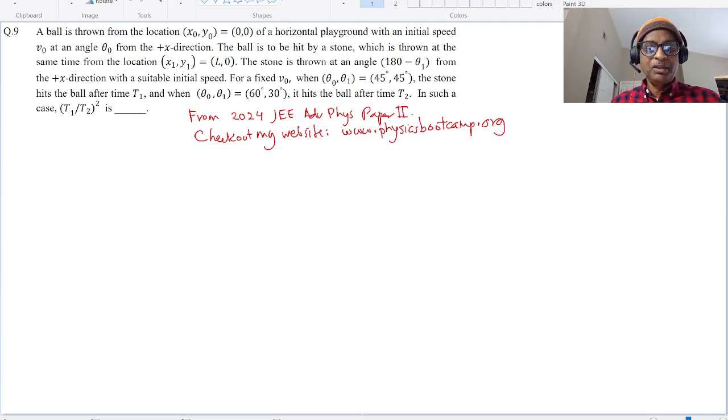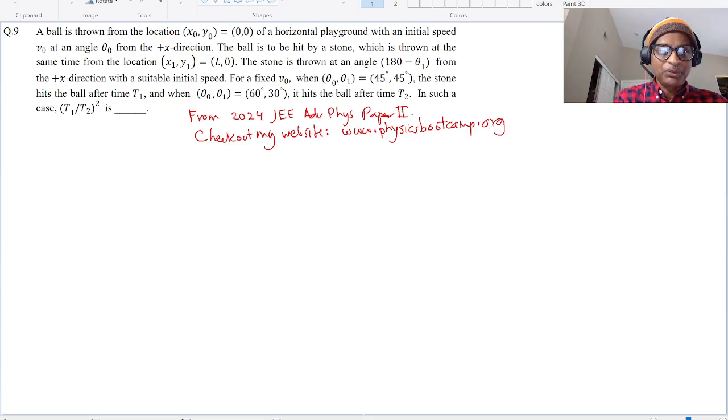We are going to do the next problem. This is problem number 9 from JEE 2024. It's actually an interesting problem, and I like it. All right. So you have a ball.